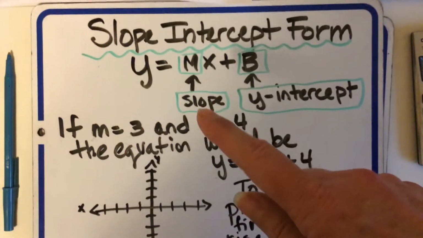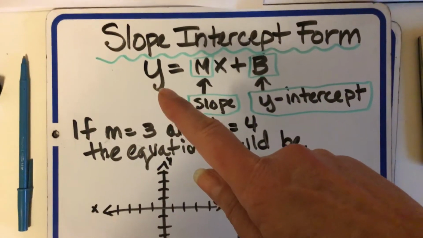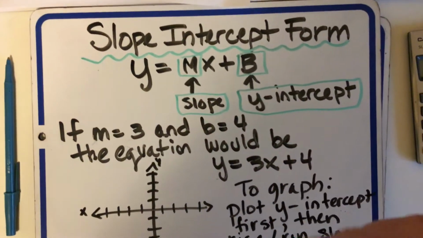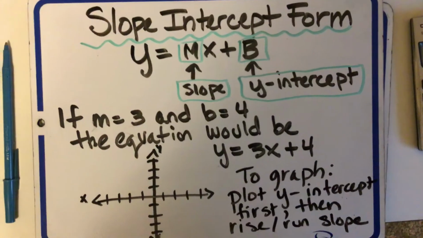So notice, in order to find the slope and the y-intercept, an equation must be solved for y in this correct order. If it's not in this correct order, you must solve it for y first.